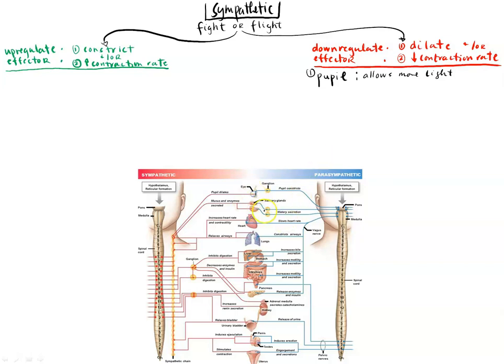I'm not going to do the salivary glands, but I am going to move over to the heart. Where does the heart go? Do I downregulate it or do I upregulate it? This is number two, right in here. This is the heart. Okay, and so for the heart, I have to increase the contraction rate.